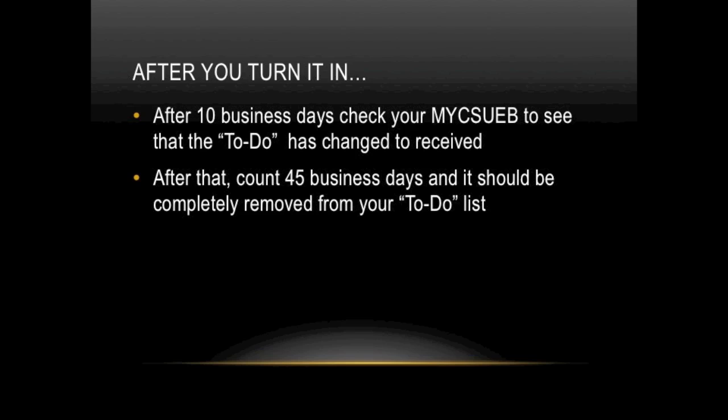After you've mailed and faxed your forms, count 10 business days and the form should have been received by our Financial Aid Office. To check this, you can log back into your My CSU EB. When you click on the details of the to-do status of your form, the status should have changed from initiated to received. After you have verified that, you can count 45 days from that date and it should be completely removed from your to-do list.